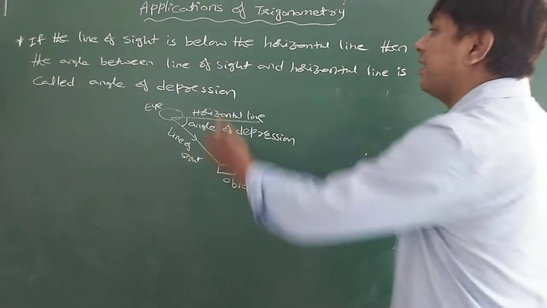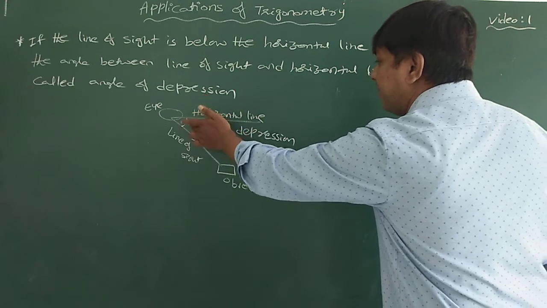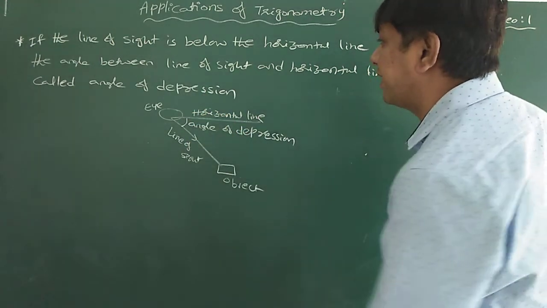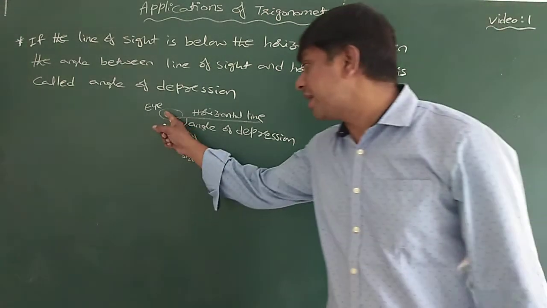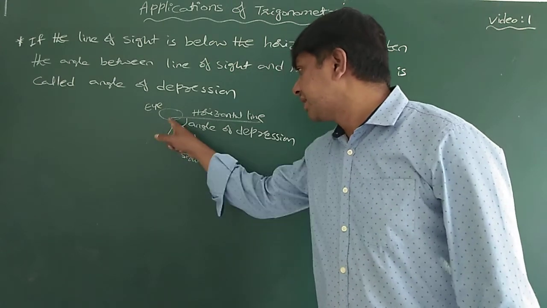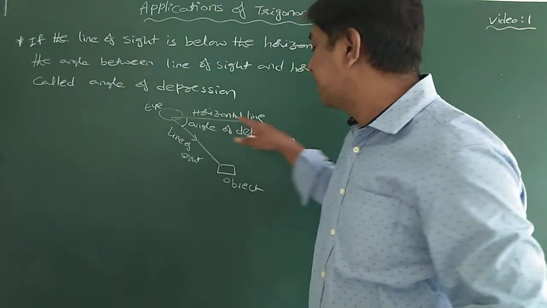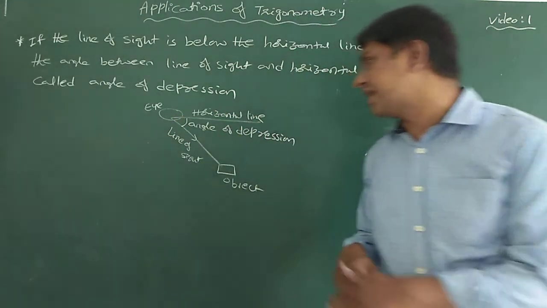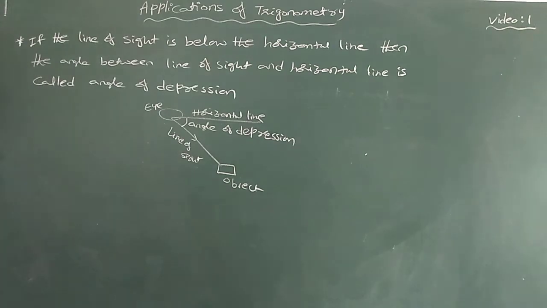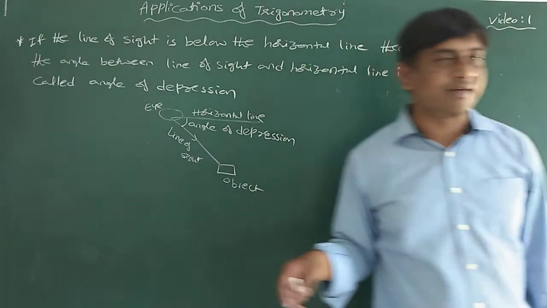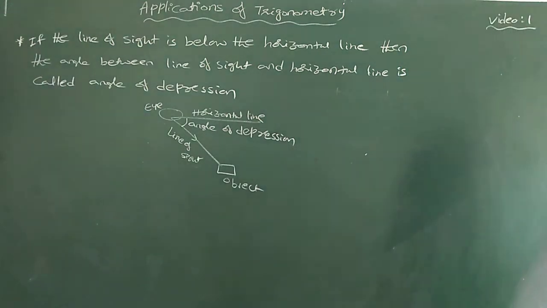Next, if the line of sight is below the horizontal line, then the angle between the horizontal line and the line of sight is called the angle of depression. Here is the eye, and here is an object. This is the line of sight, looking downward, and here is a horizontal line. The angle between the horizontal line and the line of sight is called the angle of depression. Write this depression definition also. After this, I will give you some more points which are important for objective type questions.